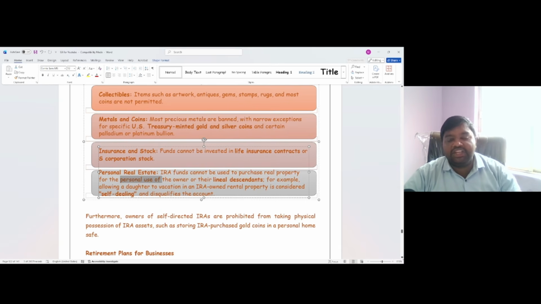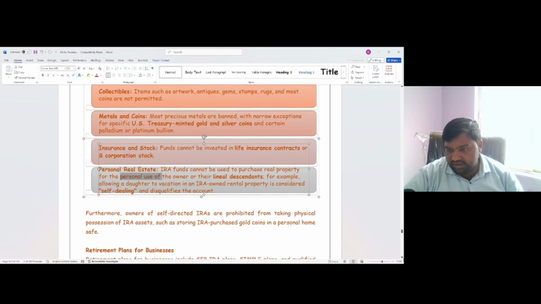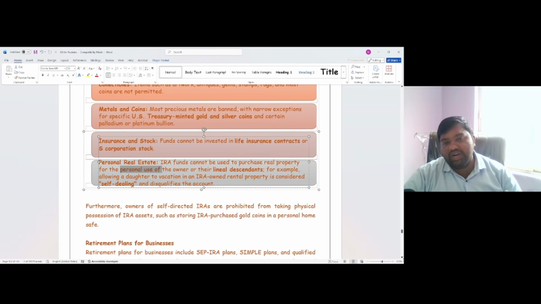So you won't keep money in the account itself. No, you will invest somewhere. So there is broader flexibility. You can invest in stocks, gold and silver, etc. But there are some prohibited investments. You can't invest in these particular assets. So that is all about your individual retirement accounts.